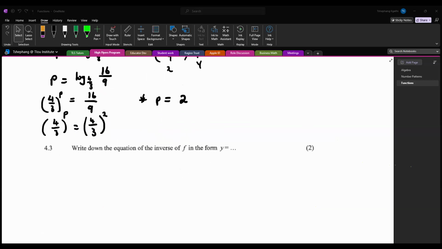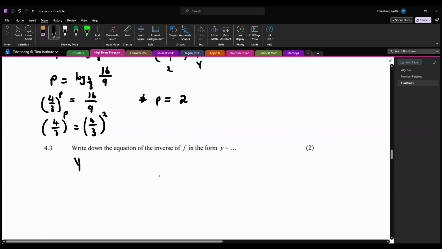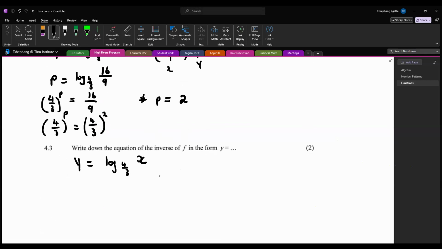Okay, now 4.3, write down the equation of the inverse of f in the form y is equal to. Let's check. Remember, our graph firstly is y is equal to log base 4/3 of x. Now for the inverse, what do we always do? We always swap x and y.